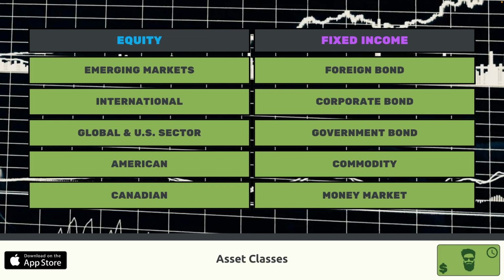When looking at all the ETFs on the Canadian market, InvestGan's dividing it into 10 different asset classes: emerging markets, international, global and US sector. There are also industry ETFs in here. These are a little riskier: American and Canadian. These are listed from highest to lowest risk. Looking at fixed income, you have foreign bonds, corporate bonds, government bonds, commodities, and money market. Your corporate and government bonds are in Canada, and these are listed from highest to lowest risk.